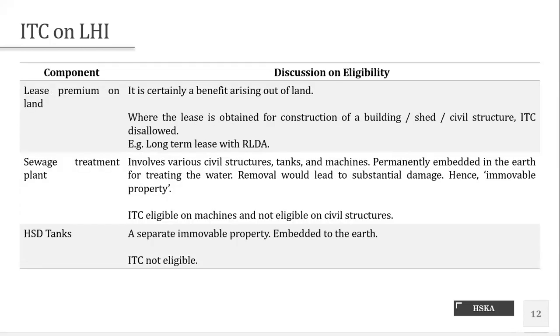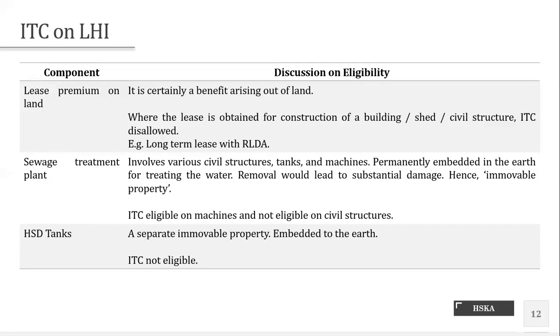Then comes the next question: lease premium on land. Whether ITC can be claimed on the lease premium that I pay on the land. Many times when we go through the objective of the lease, the long-term leases that are given, I have seen in many cases they've specifically mentioned that it is for construction of a building or a civil structure. So I believe this is a service that I'm getting for construction of a building. Hence, this has to be disallowed.